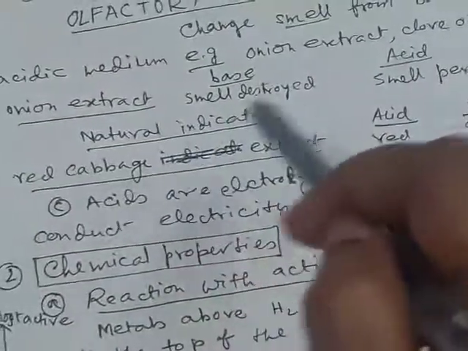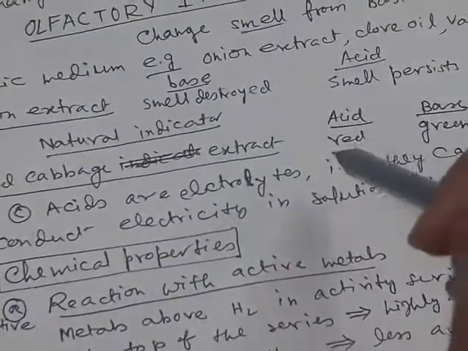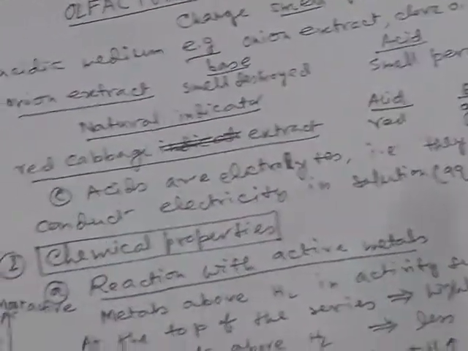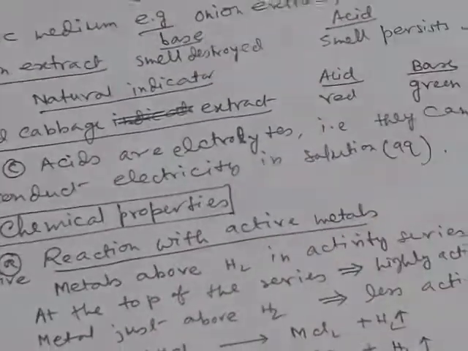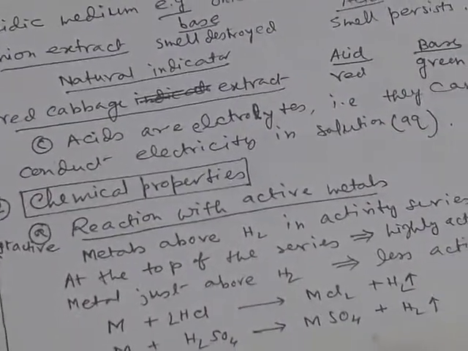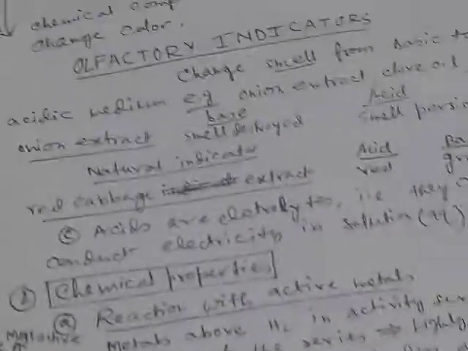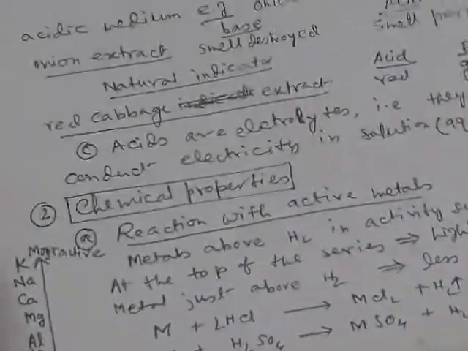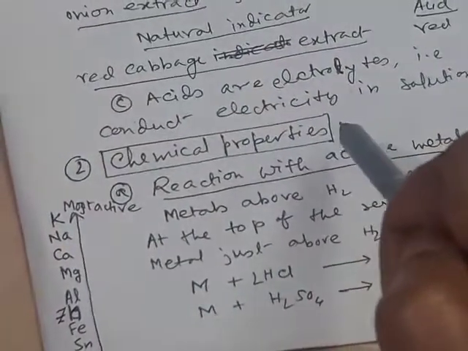There are some natural indicators, that is red cabbage extract, which is red in acidic medium and green in basic medium. Acids are electrolytes. If we take the aqueous solution of acid, they can conduct electricity. That is, solutions of acids can conduct electricity. So that is their electrolytic property.